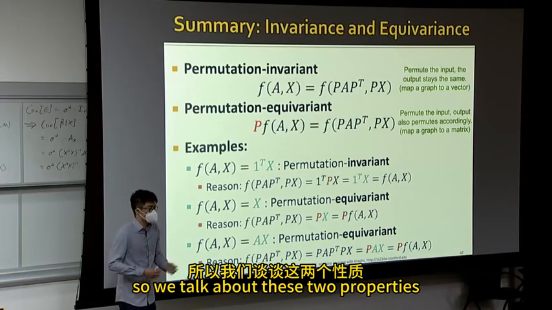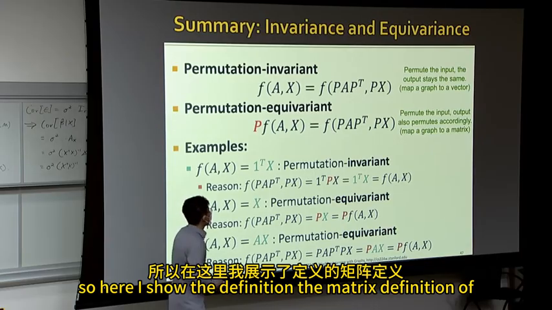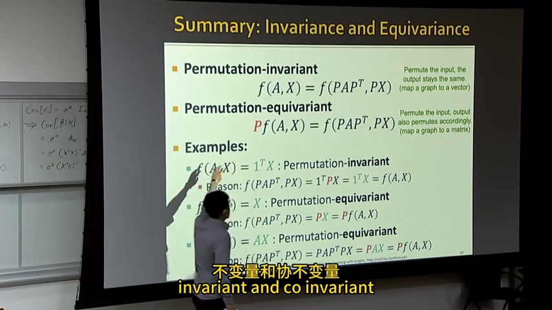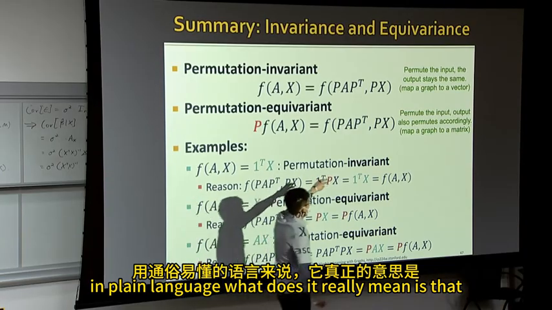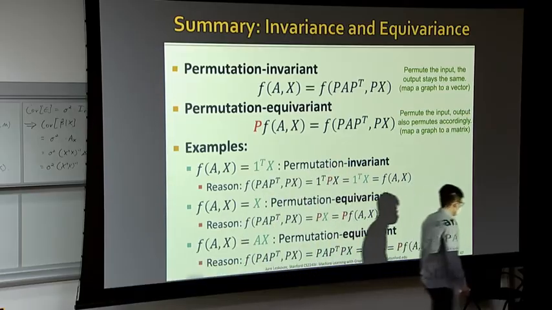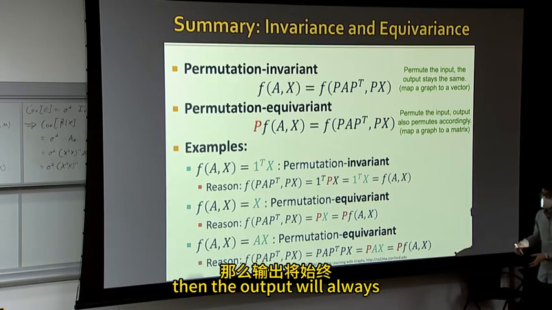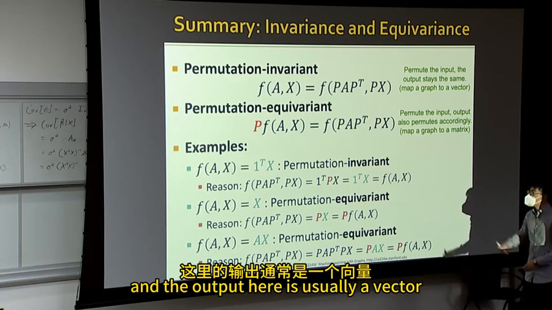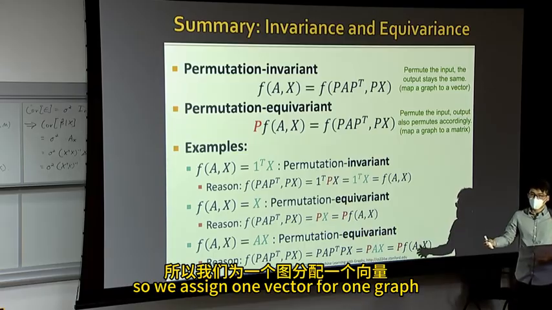So we talked about these two properties. It would be nice to review them and compare them. Here I show the matrix definition of invariant and equivariant. In plain language, what it really means is that, suppose we permute the input, then the output will always stay the same. This is for permutation invariant. And the output here is usually a vector, so we assign one vector for one graph.